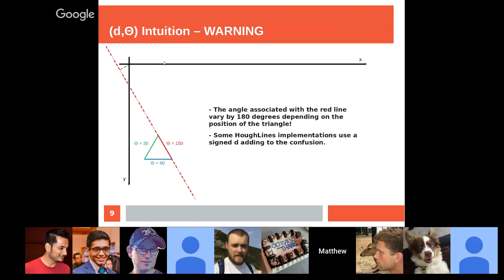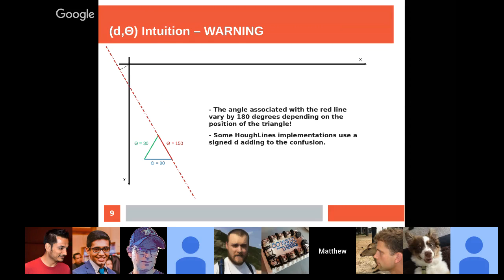So our next slide says warning in big bold letters, which means it's important. Hopefully you've all woken up from whatever you're doing during office hours. The warning is that if we translate this triangle down here, our red angle goes from negative 30 to 150, because this line now passes on the other side of the origin. This is, again, a place where you've really got to understand how the particular implementation of Hough lines you're using implements angles, and if it implements a signed distance.